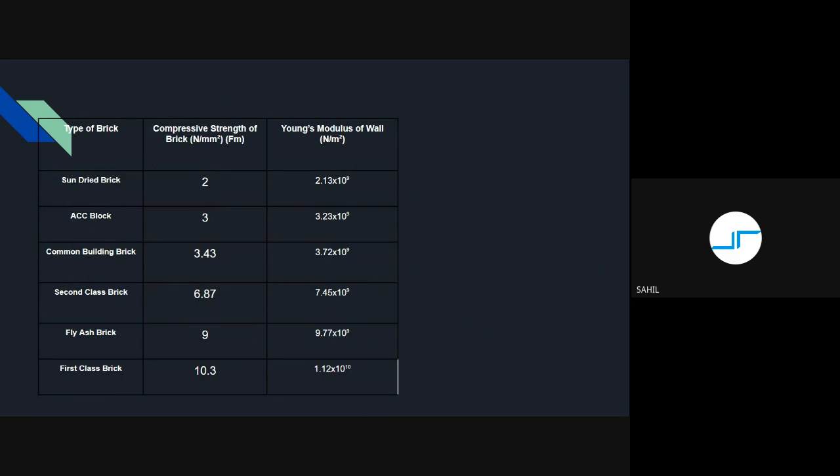Moving on to the types of brick that we use in our report. There are 6 types of bricks: sun-dried bricks, AAC block, common building blocks, second-class bricks, fly ash brick, as well as first-class brick. And you can see they have increasing compressive strength as well as Young's modulus of the wall.